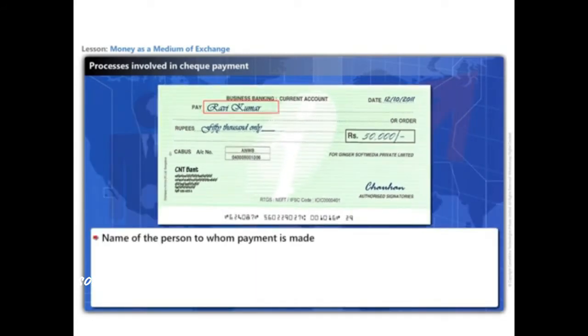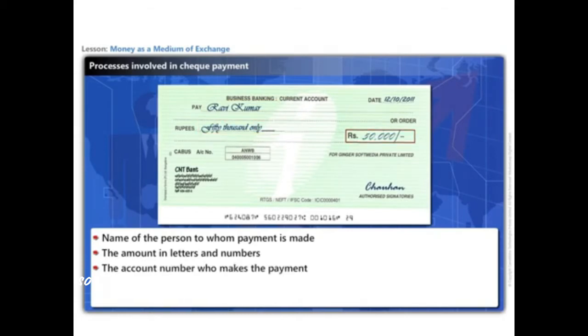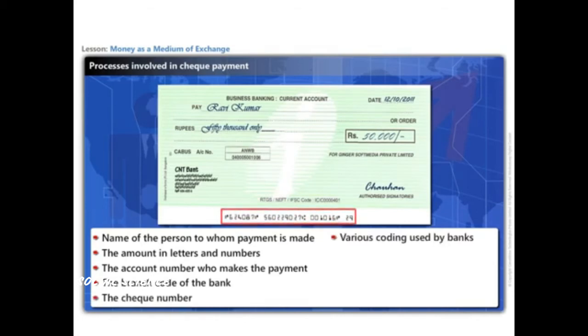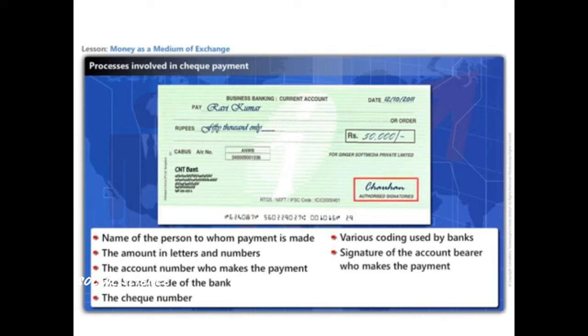Name of the person to whom payment is made. The amount in letters and numbers. The account number of the person who makes the payment. The branch code of the bank. The check number, and various codes used by the banks. Signature of the account holder who makes the payment. The date should be mentioned.